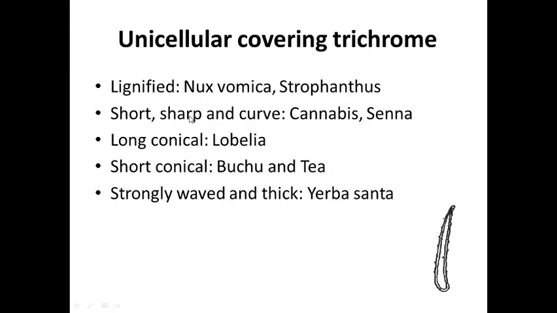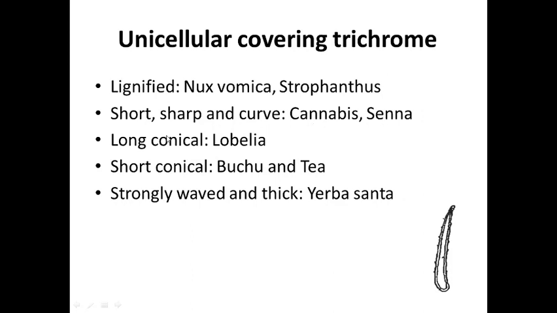Next, short, sharp and curved unicellular covering trichomes. These are the short trichomes whose end is sharp and curved and made up of a single cell. So these short, sharp and curved unicellular covering trichomes are present in Cannabis and Senna, two different plants.